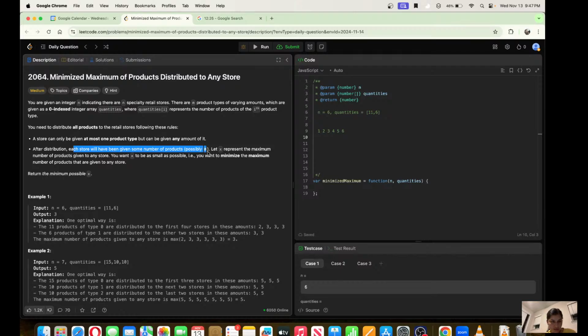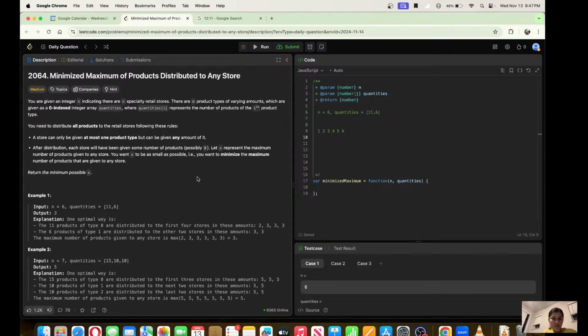Let x represent the maximum number of products given to any store. You want x to be as small as possible. You want to minimize the maximum number of products that are given to any store. Return the minimum possible x. Okay, so let's look at this example.